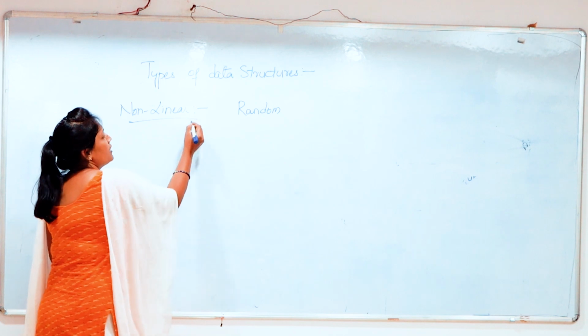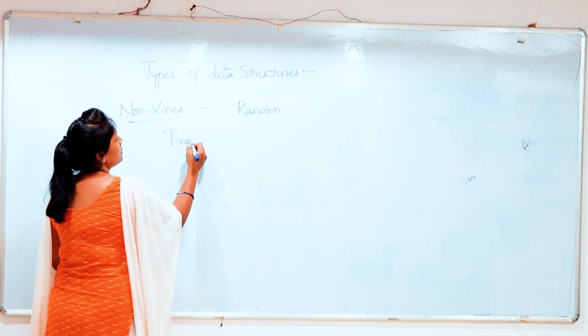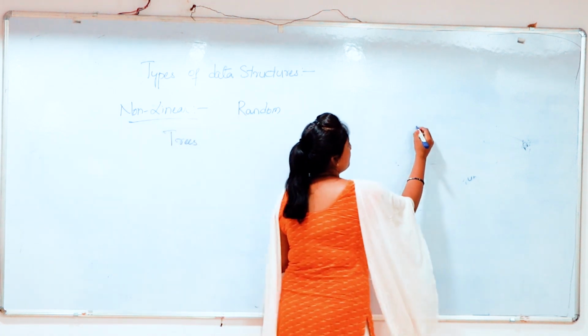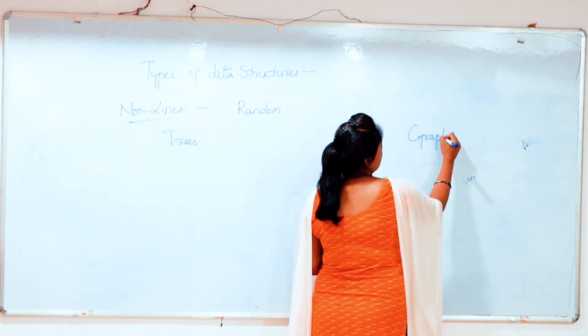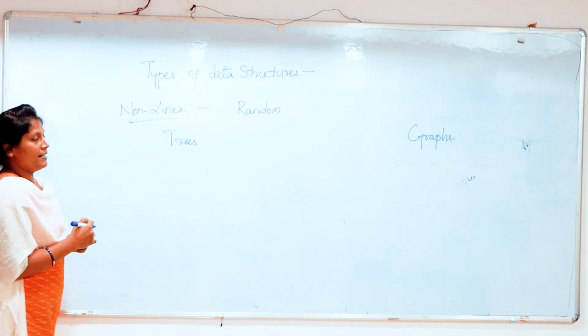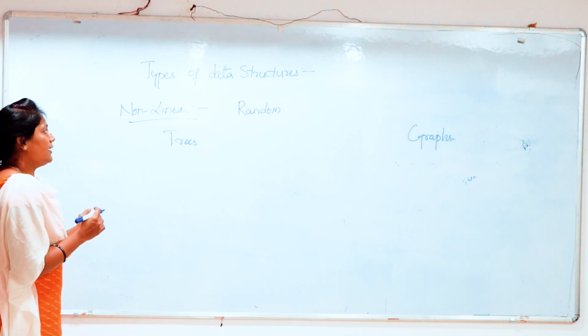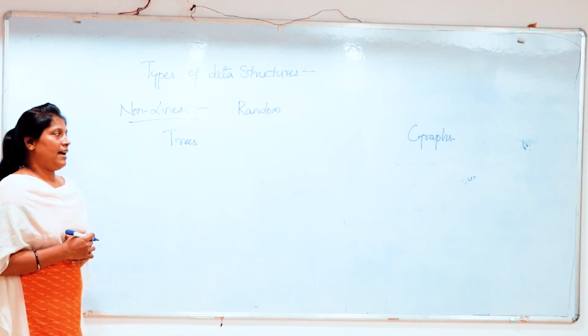Here in these non-linear data structures, we have 2 types of data structures, that is trees and graphs. These come under the non-linear category, where the data will be stored in a random format. In that, trees and graphs.